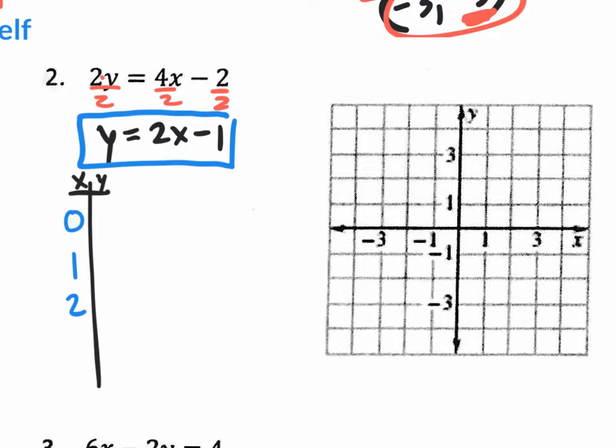So when I take 0, which is an x, and plug it into the x right here, 2 times 0 is what? 0. And what's 0 take away 1? Negative 1. So I get an output of negative 1.